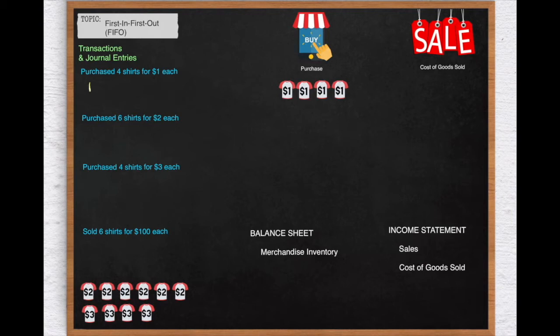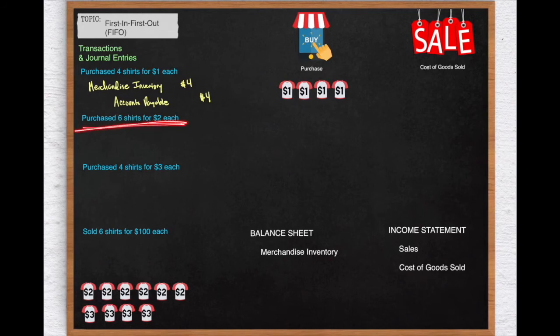When you record that, let's assume it's on account. So we're going to debit merchandise inventory. And remember, we're recording it on the balance sheet at cost. So that's 4 shirts for $1 each, so we're going to record the inventory at $4. As I said, let's assume these transactions are on account. So you're going to credit accounts payable because now we owe someone in the future $4. That someone being a supplier or vendor.